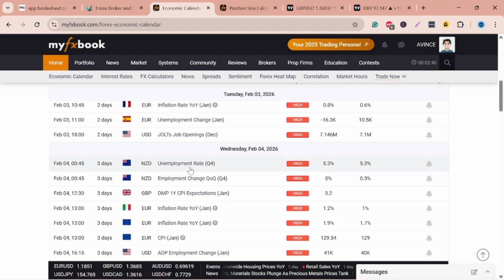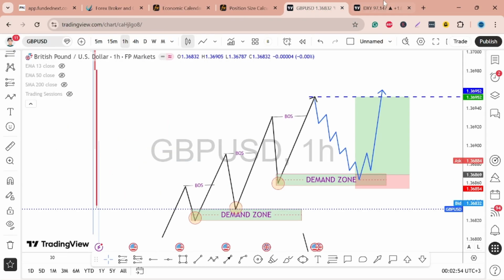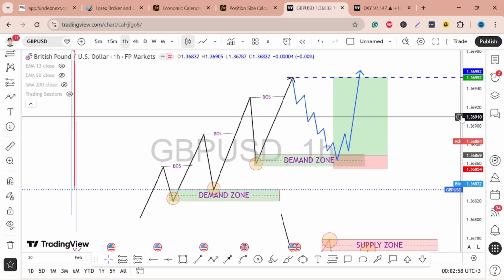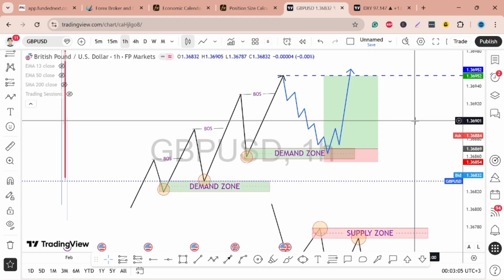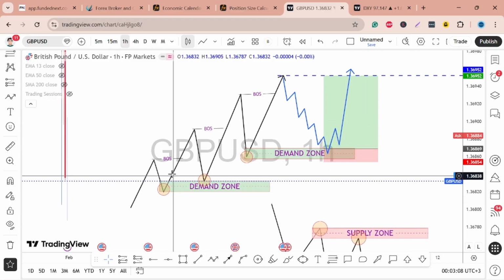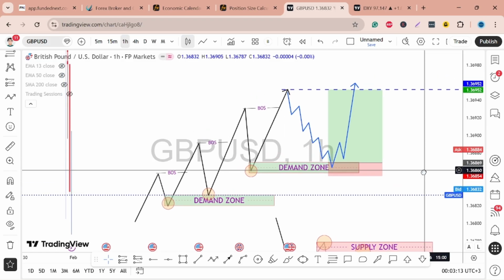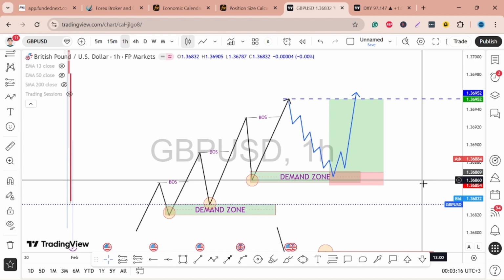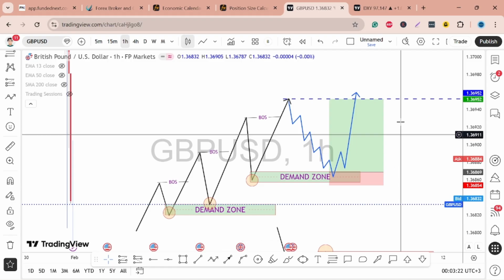Having known that about the economic calendar, we can move forward to the weekly market analysis. Before we jump in, I would like to give a scope of how I trade and how I approach the market. I'm a supply and demand trader, and I'm looking to get into buy positions anytime the market comes into a demand zone, and I also look to short the market anytime we come to a supply zone.